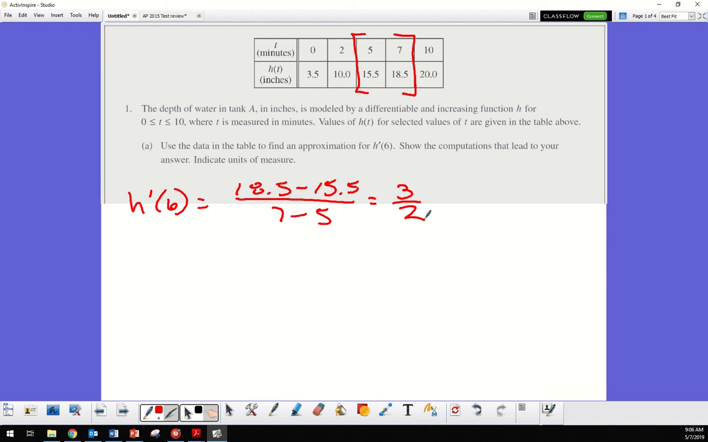Now, what's my units? Per minute. Inches per minute, right? Because this one right here is the height, right? And when I take the derivative of that, that's going to be the velocity, right? So it's changing over time, isn't it? Since this is the change over time, it's going to be my inches per minute.